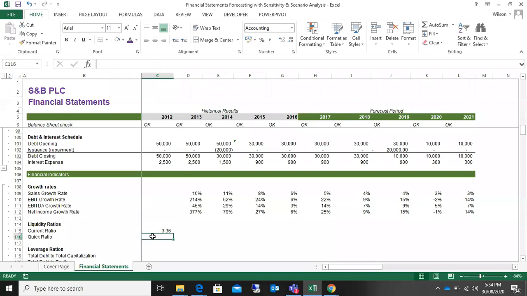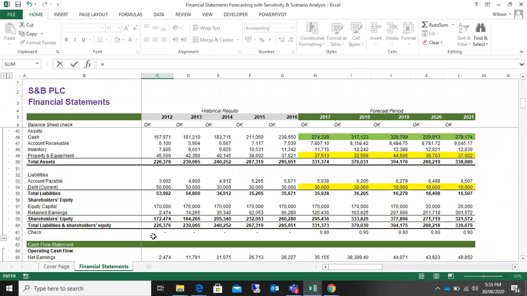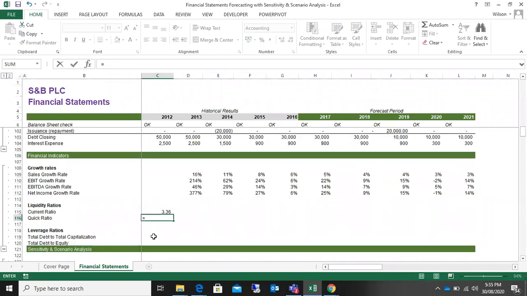For the quick ratio, it is similar to the current ratio. The only difference is that for the quick ratio, you are taking out inventory, because inventory is not really that liquid. You want to look at those items that can easily be turned into cash, or are near to cash. That's why it's called quick. They are very liquid.